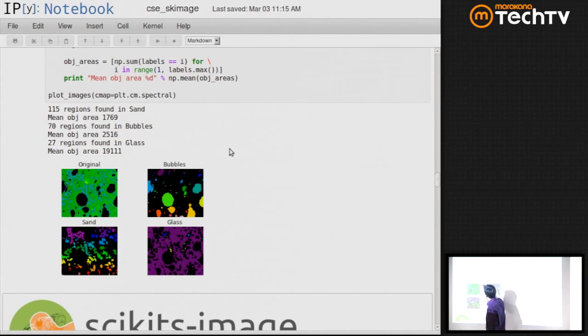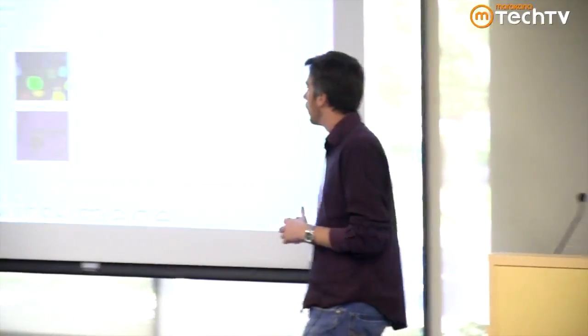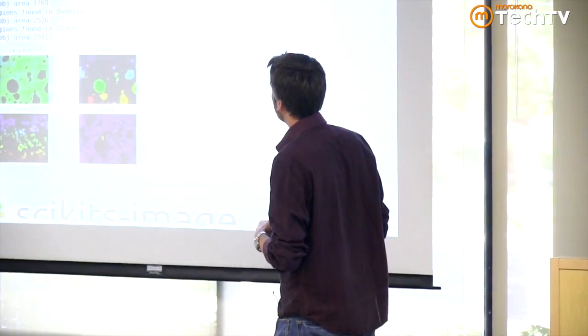So 150 regions found in the sand, 70 in the bubbles. That makes sense. So we've got more sand than bubbles, and many fewer in the glass phase. And as we expect, the glass phase has got a fairly high average size because it covers almost the whole image. And the sand grains are typically very small, but there are plenty of them. Right, so that's a typical image processing pipeline that you might form. So I hope that provided some insight.